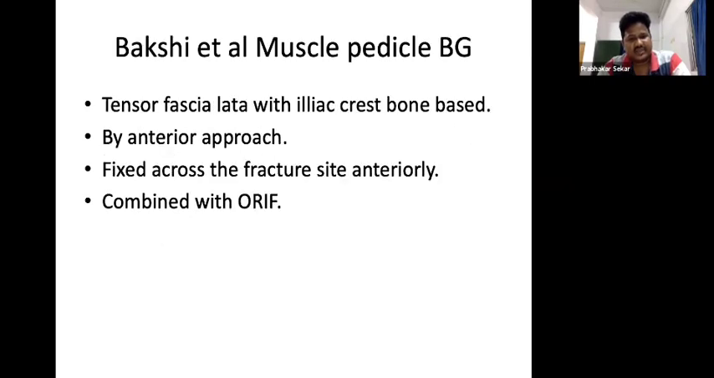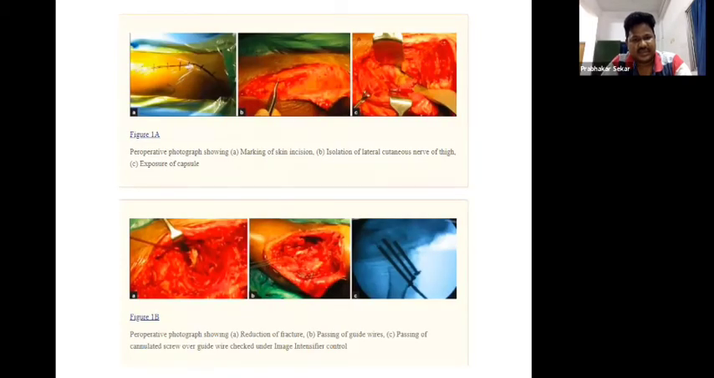Then Bakshi et al. muscle pedicle graft is a tensor fascia lata with a piece of iliac crest. A piece of iliac crest is taken. It is done through an anterior approach. Here the graft is placed over the anterior aspect of the fracture. It's combined with routine cancellous screw fixation. So this is the picture depicting that.